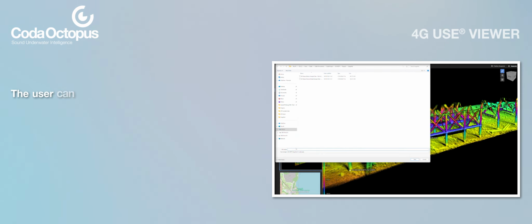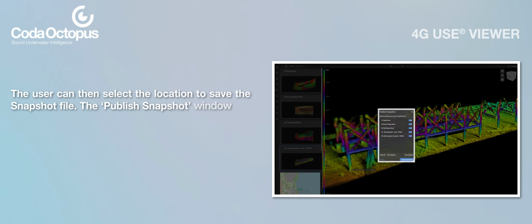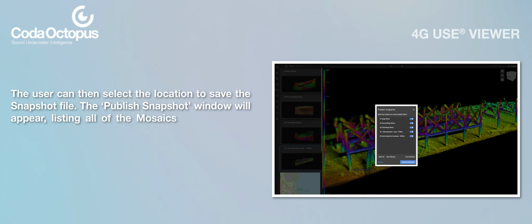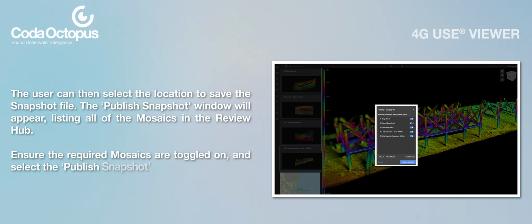The user can then select the location to save the snapshot file. The Publish Snapshot window will appear, listing all of the mosaics in the ReviewHub. Ensure the required mosaics are toggled on, and select the Publish Snapshot button.